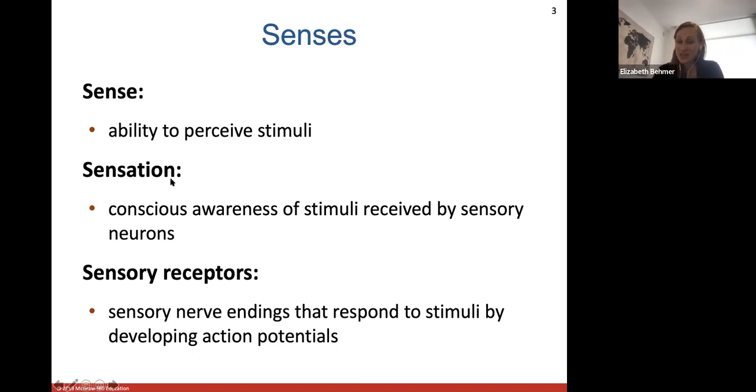Sensation is the conscious awareness of stimuli received by sensory neurons. So you are consciously aware of what you're hearing because you can understand it, of what you're seeing. And you have many sensory receptors throughout the body. They're all different. They are sensory nerve endings that will respond to a stimulus by developing an action potential.